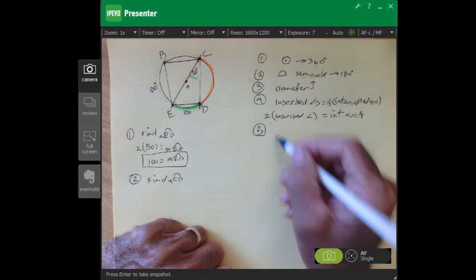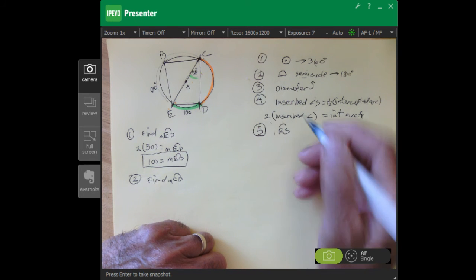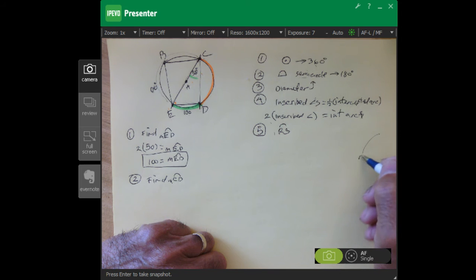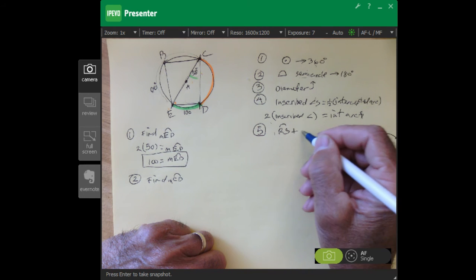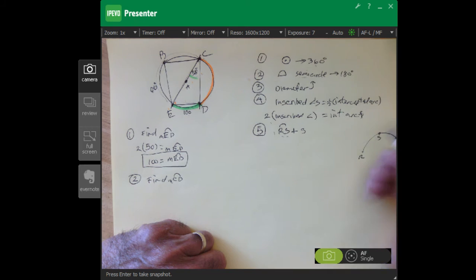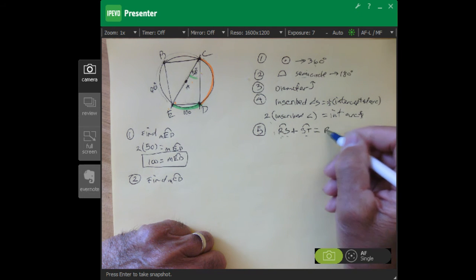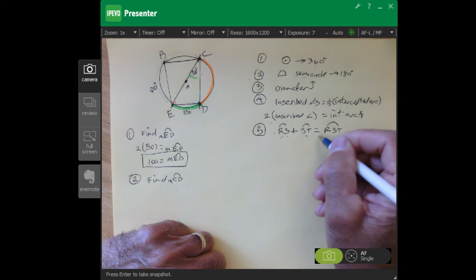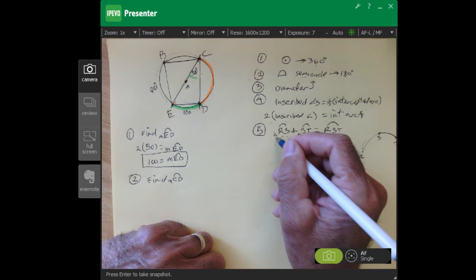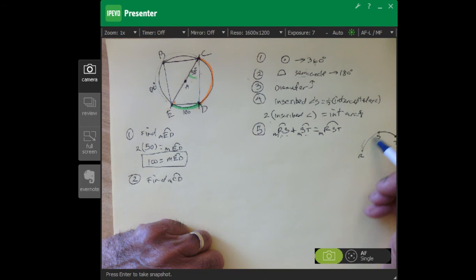If we take one arc, let's say RS, and then we have another arc that starts in the same place as this one leaves off, and then we add them together, our result is going to be the whole arc, RST. And when we look at that, we're talking about the measures, right? So the measure of RS plus the measure of ST is the same as the measure of RST. You can put it together.